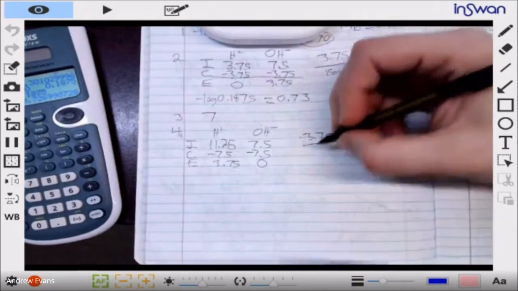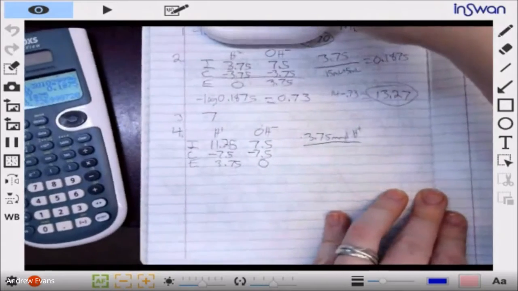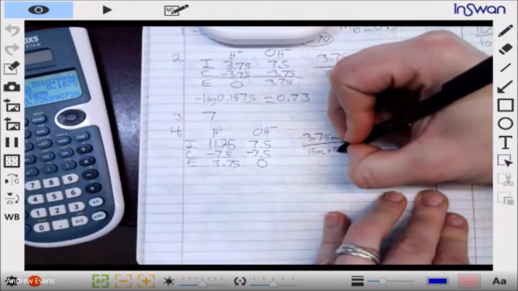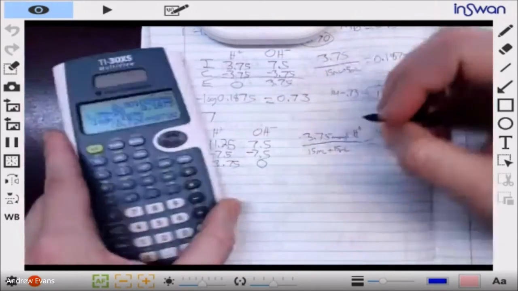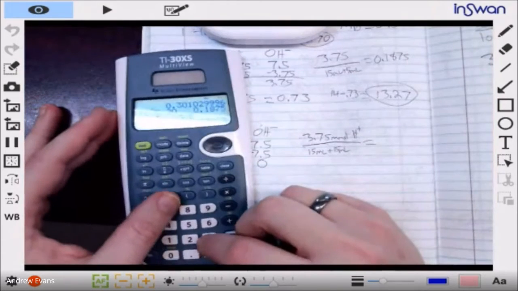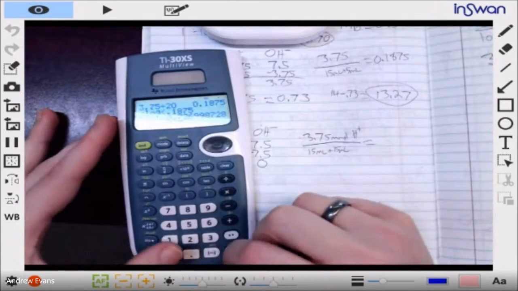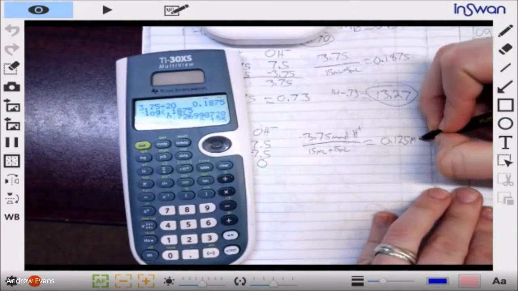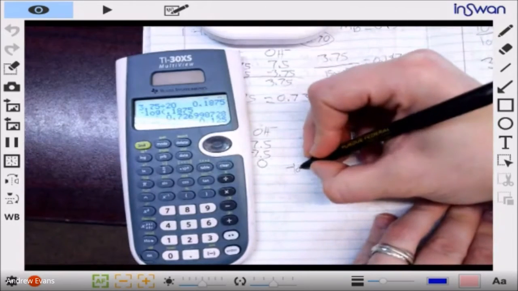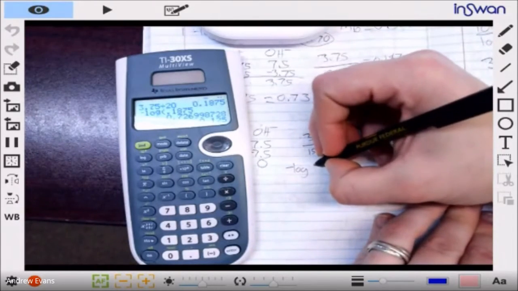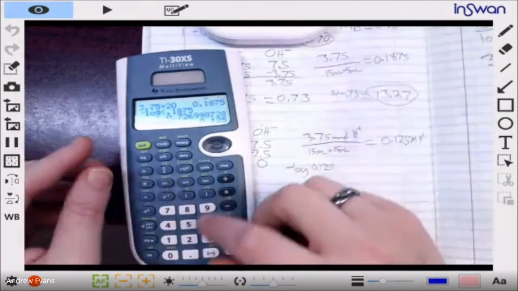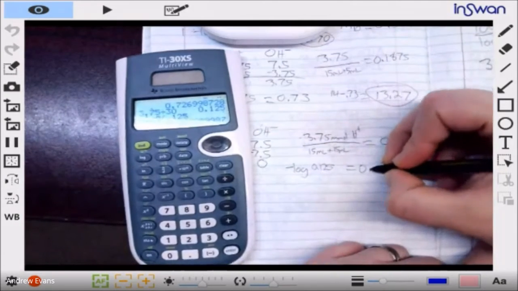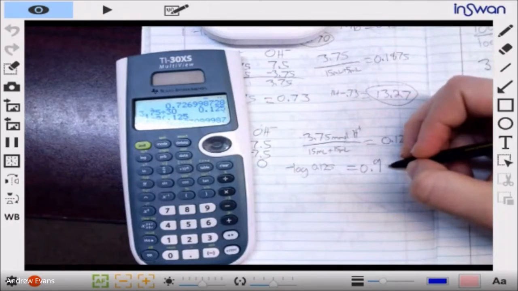So we took 15 mils of base, and we added 15 mils of acid. So the new volume is 30. So I take 3.75 divided by 30 now. So we have 0.125 molar H plus. And because now we're in the acid region, negative log of 0.125. It's just going to be pH 0.9. 0.90.